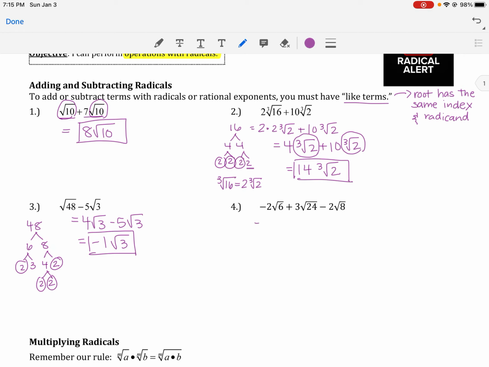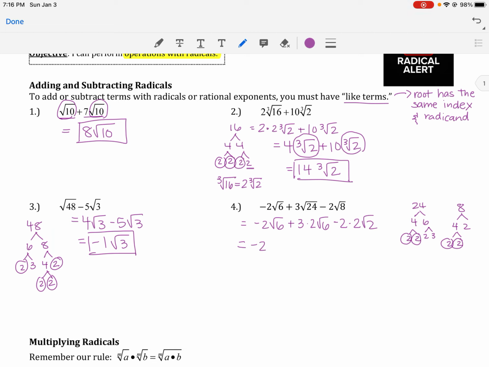Okay, so negative 2 square root of 6, that one does not simplify at all. 24 breaks down to 4 and 6, so then you get 2 and 2, and then 2 and 3. You get your sets of 2 and then 6 left on the inside. So you'd have 3 times 2 square roots of 6. Then we've got 8. Minus 2 times 8 breaks down to 4 and 2, which then breaks down to 2 and 2. So we get 2 square roots of 2.